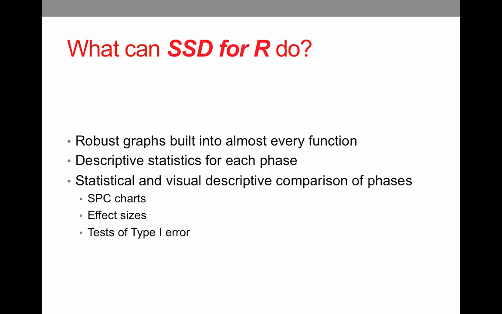And you can do that using all types of output: SPC charts, which are statistical process control charts, which interestingly are a combination of visual and statistical output at the same time, effect sizes, and we have lots of tests of type 1 error.